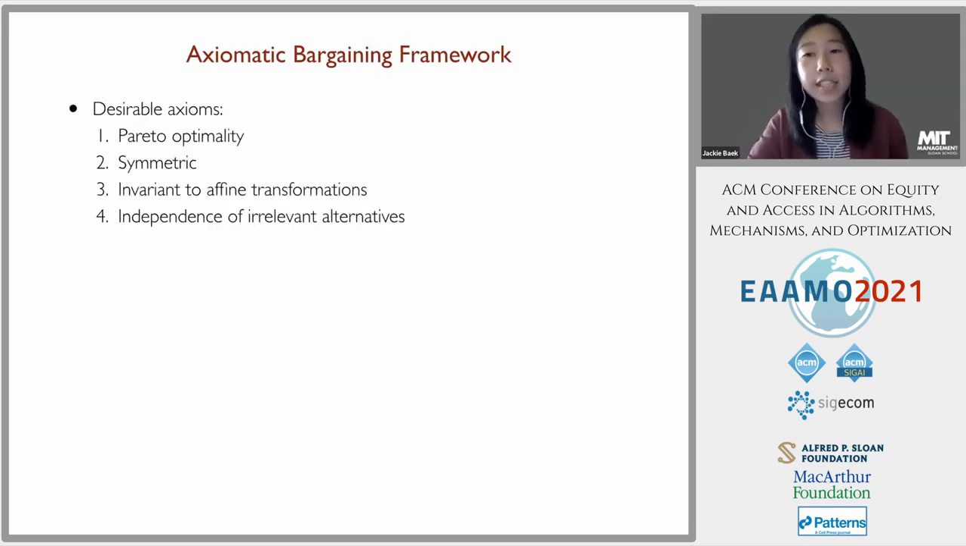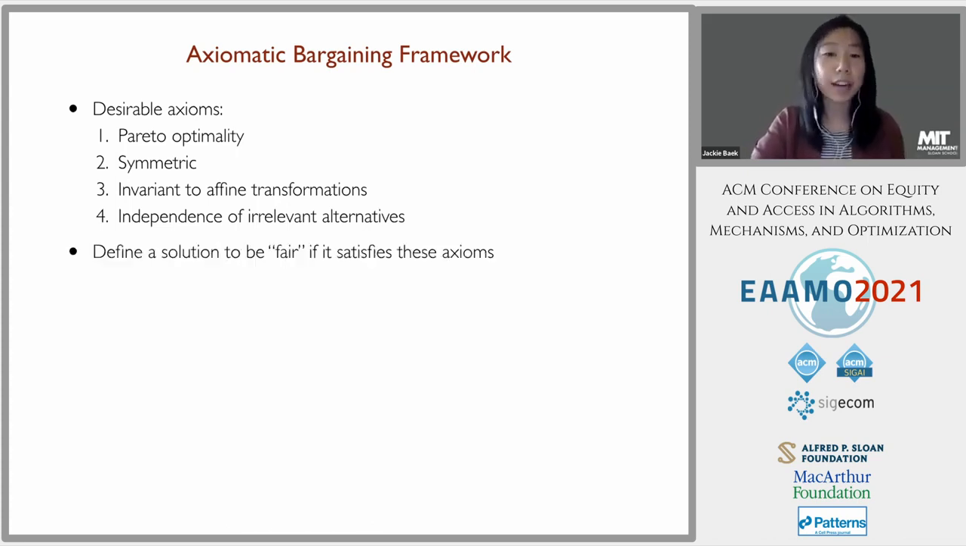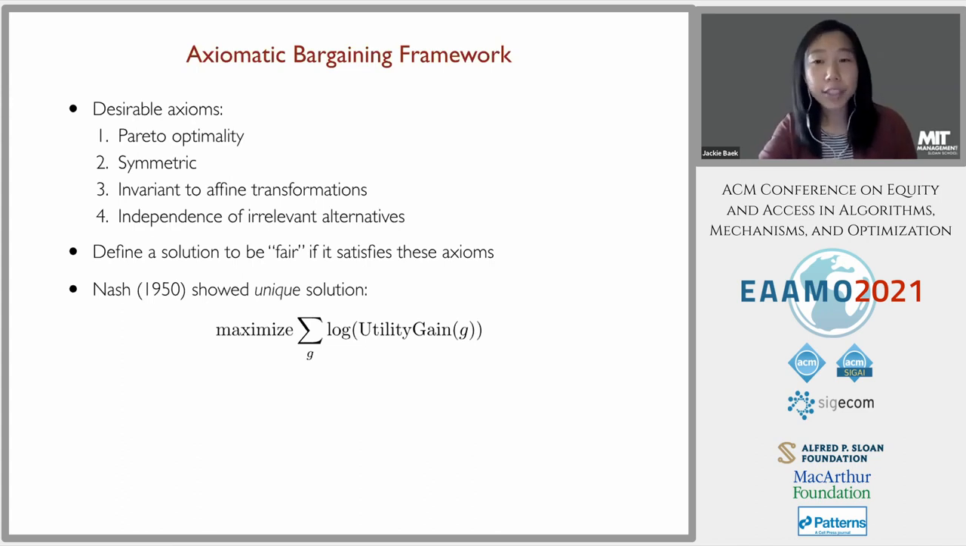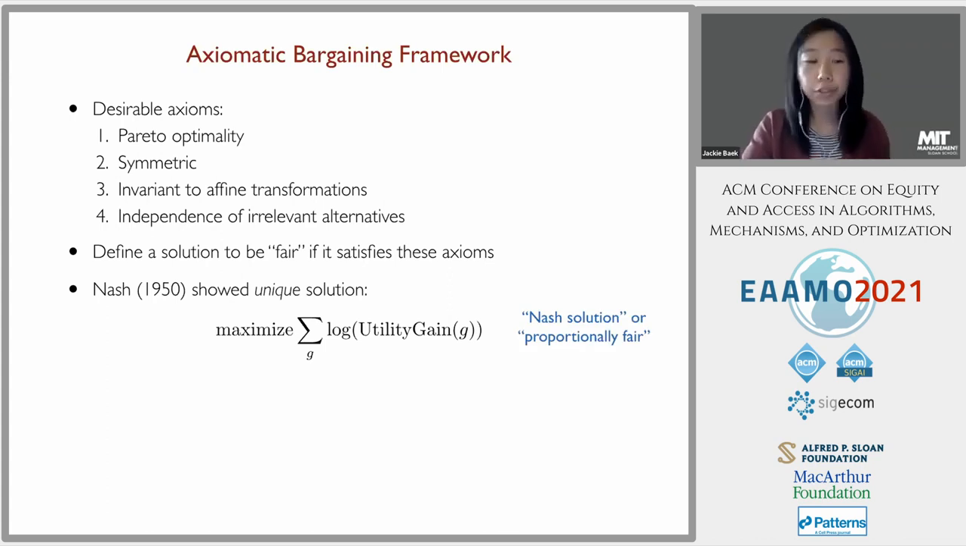What this is, is we state a set of axioms that we believe a fair solution should satisfy. I'm not going to go through these axioms, but for example, Pareto optimality is clearly a desirable property of a fair solution. We simply define a solution to be fair if it satisfies these axioms. These are fundamental axioms from the welfare economics literature. The seminal work of Nash showed that if you want to satisfy these axioms, there's only a unique solution. It is the solution that maximizes the sum of the logs of the utility gains, or equivalently maximizes the product of the utility gains. This is what's called the Nash solution, or the proportionally fair solution.